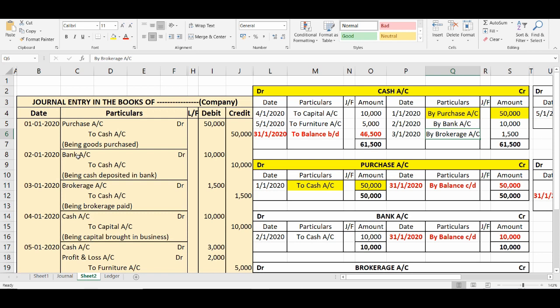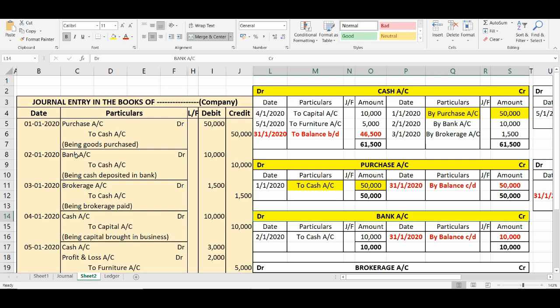The next entry is bank account to cash account. This was cash deposited in bank. Now, like I said, for the cash account we have already created a cash ledger. For bank, we haven't. So now a bank ledger will be created for the bank account. Now let's start with posting.